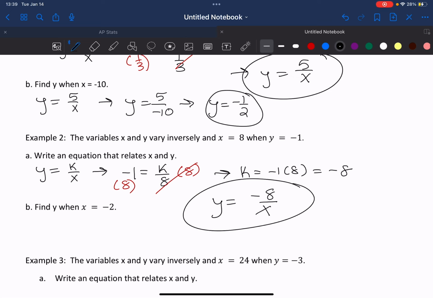And then we're going to use that new equation to solve part B. So we have y is equal to -8 over x, and it wants us to find y when x is equal to -2. So that means I have y is equal to -8 over -2, which means I have y is equal to 4.